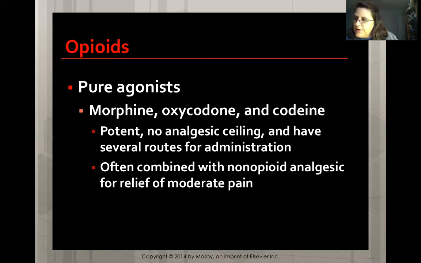Opioid agonists are used for both acute and chronic pain. They're used to treat both nociceptive and neuropathic pain. Pure opioid agonists include morphine, oxycodone, hydrocodone, codeine, methadone, hydromorphone, which is Dilaudid. We don't use that a lot anymore. And morphine, and this is important for you to know, can cause respiratory distress.